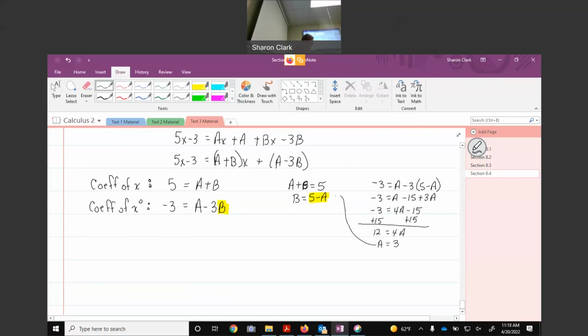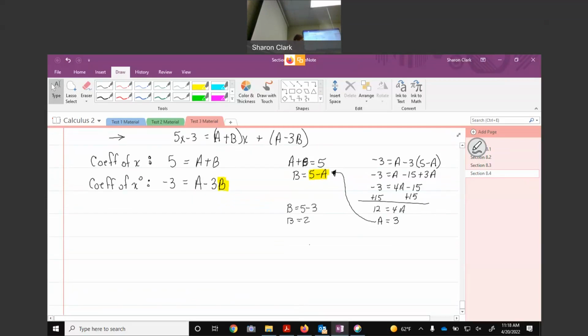So all that is of that line coefficient x. And all that is you're getting the a's and b's, setting them up to where they match. So now I'm going to take that 3 and go back and plug it in. So b equals 5 minus 3. So b equals 2.